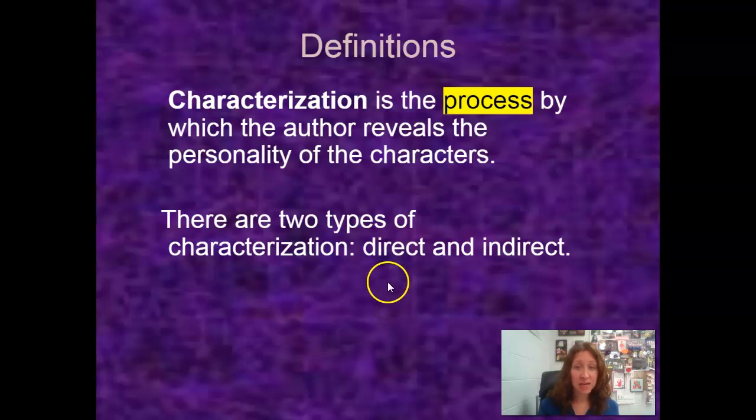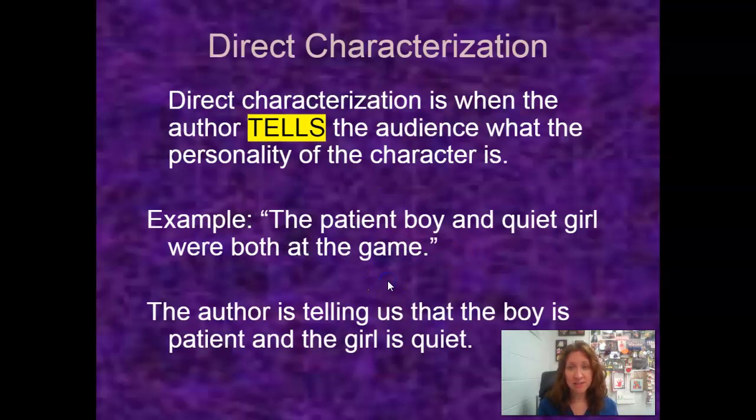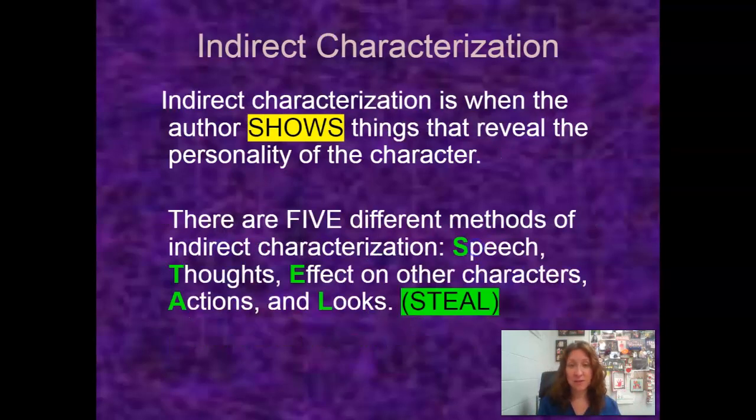There are two types, direct and indirect. Direct characterization is the easiest. This is when an author straight up tells the audience what the personality of the character is. For example, if he says the patient boy and the quiet girl, well, now we know that the boy is patient and the girl is quiet. Just straight up tells you.